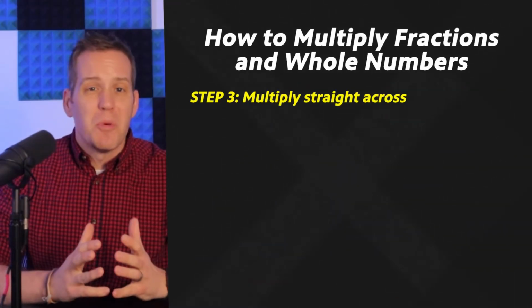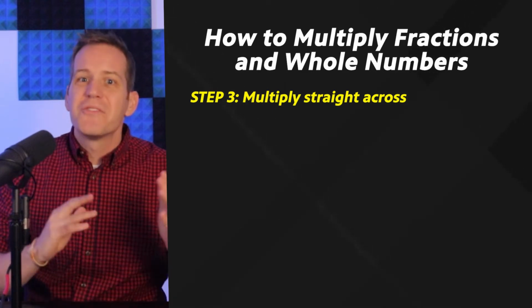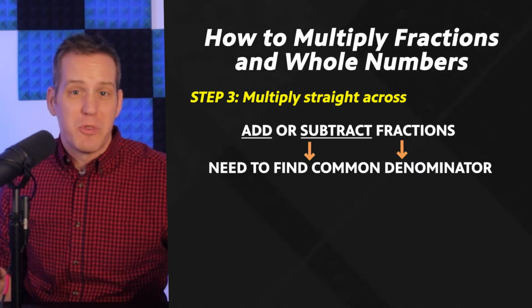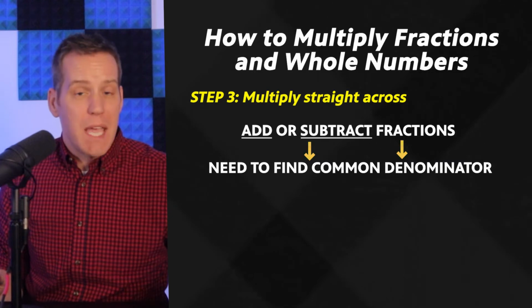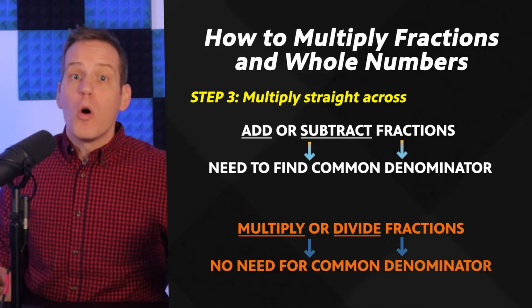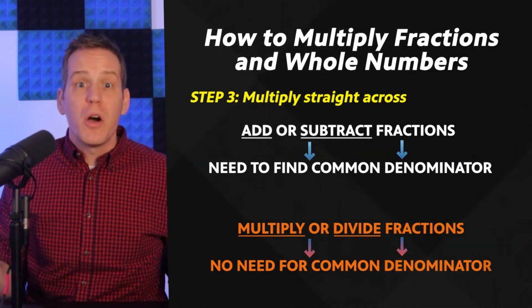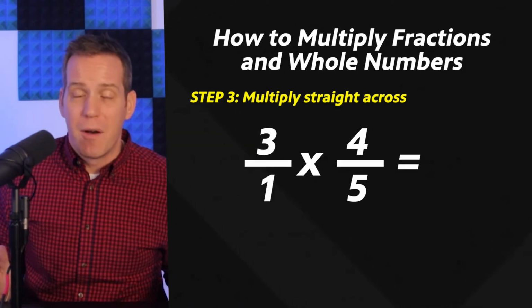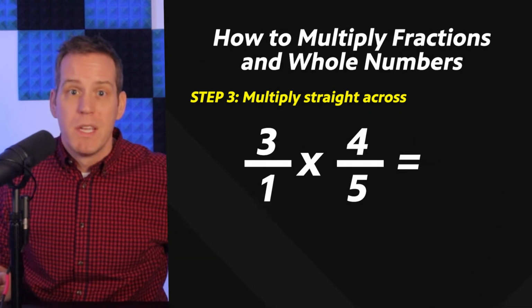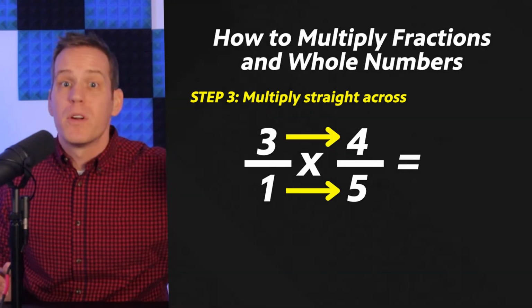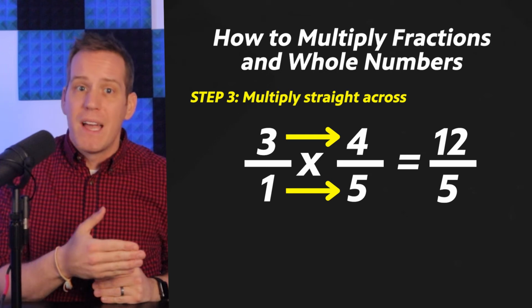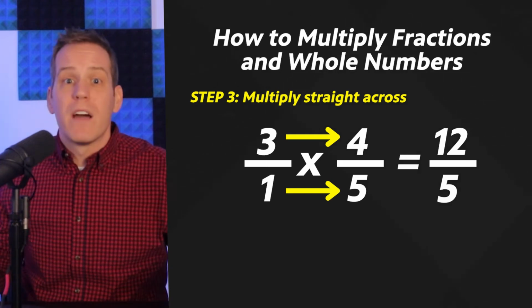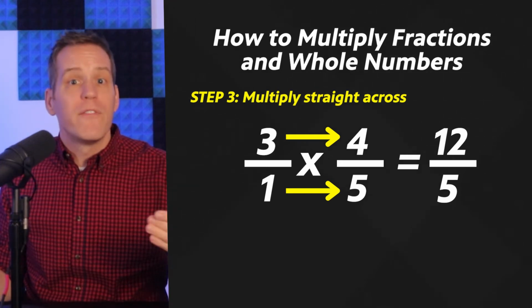Step 3 is to multiply straight across. Here's the thing, you guys. When you add or subtract fractions, you have to give them the same denominator. When you multiply fractions, though, you don't. So you can go straight into solving now. Multiply straight across. So for our example, 3 times 4 is 12, and 1 times 5 is 5. So now we have the beginning of our answer, which is 12 over 5.